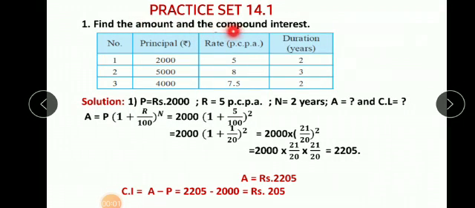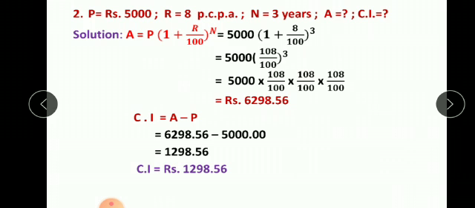So students, we have started in the first slide practice set 14.1. The first question is going on, and the first part is over, that is the first sum is over using the formula of amount and compound interest. I think you have solved it and understood it clearly. Now we will start the second sum, which is given in the table.